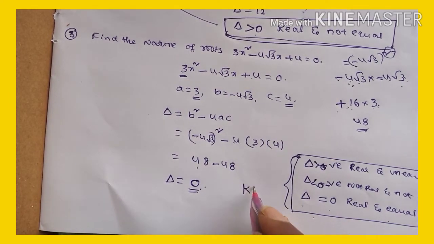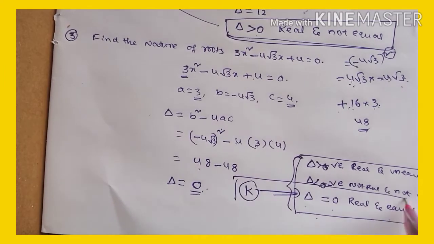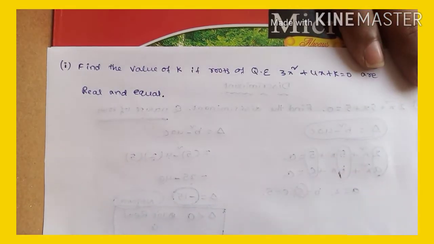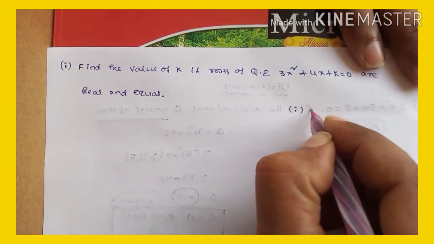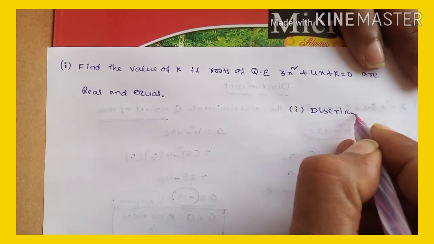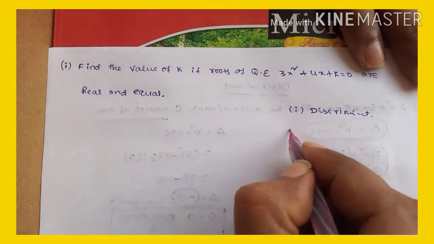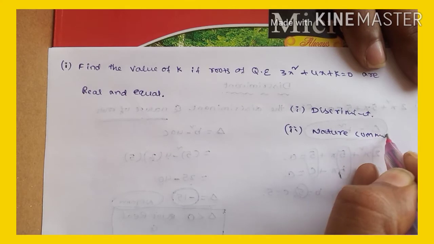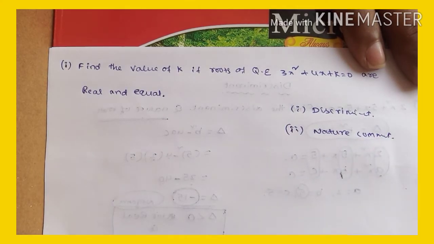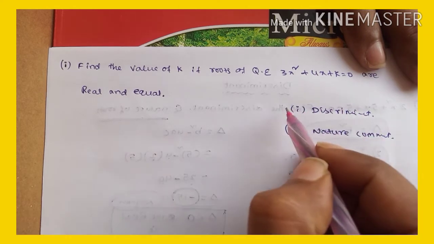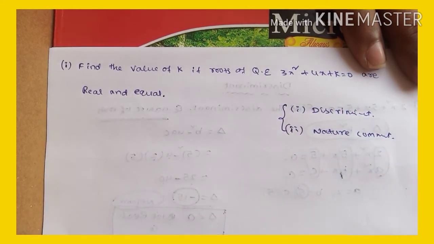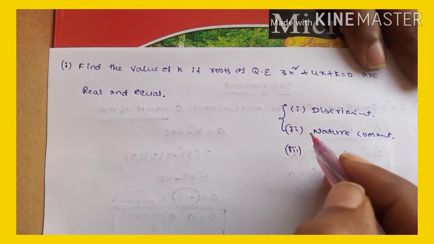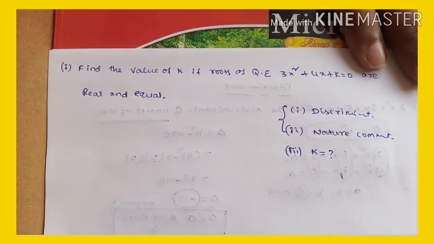Finding the value of k if the roots are real and equal. In the previous session we discussed first, how to find the discriminant of the data, and second, how to calculate the nature of the roots. I mean the comment on the given quadratic equation. These two we discussed in the previous session. Now we are going to the next level, finding the value of k.